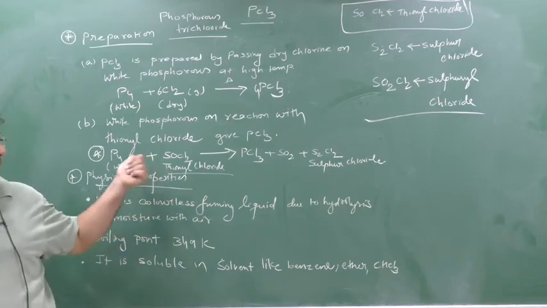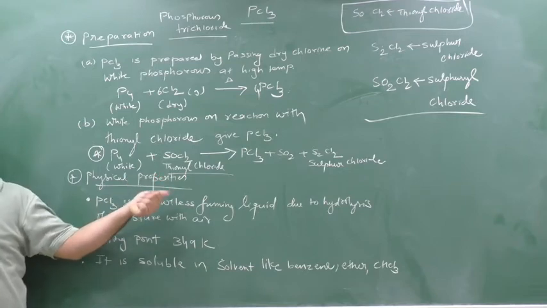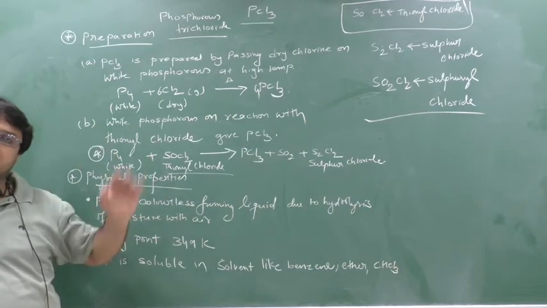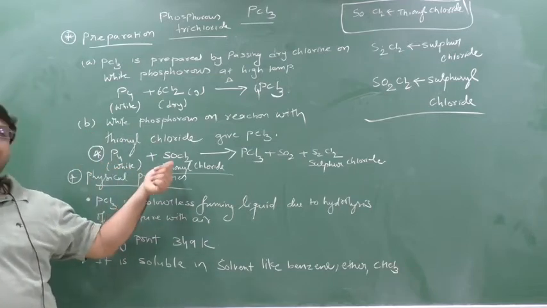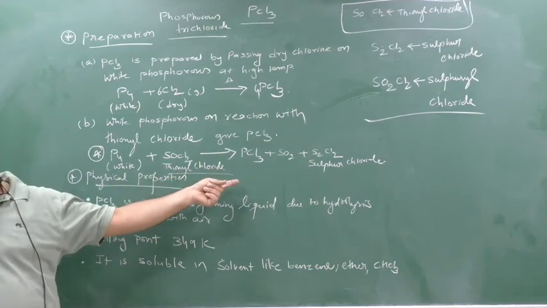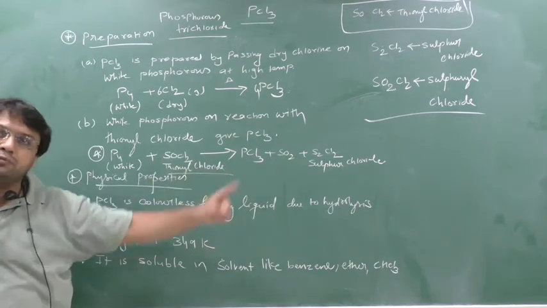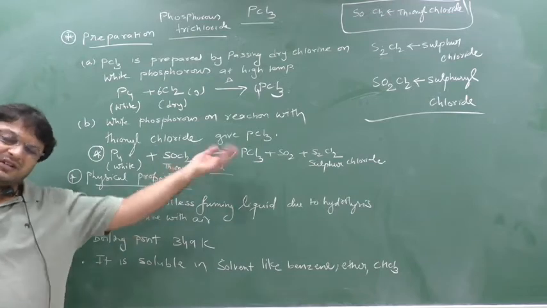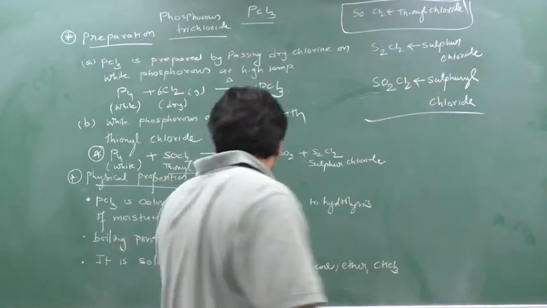Clear? So phosphorus when reacted with thionyl chloride, thionyl means SOCl2. The bond between S and O is not a thio bond. I will explain in group number 16, don't worry. So P4 when reacted with SOCl2, thionyl chloride, will yield PCl3, and two extra products are there, SO2 and S2Cl2. That S2Cl2 product is very important because it can be asked in the exam in the form of A, B, C. So what is the compound A, as you know the question. So S2Cl2 is known as what? Sulfur chloride. Clear this part?